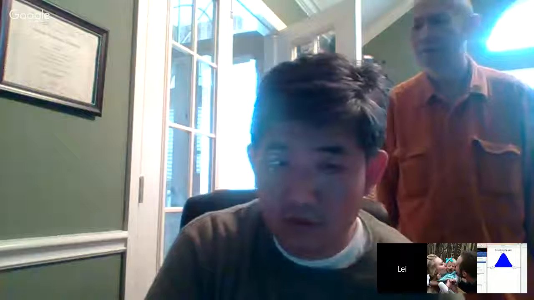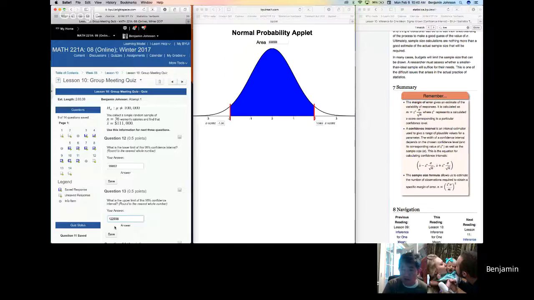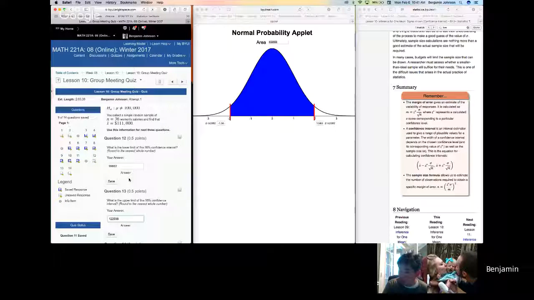Added it to the X, you just subtract from the X, right? Yeah, I subtracted from the X, so I got 99,002. And then I added it to X to get 122,998.